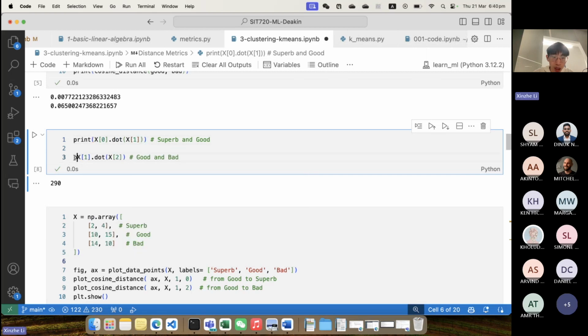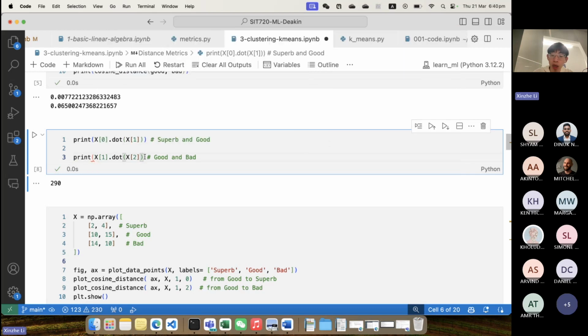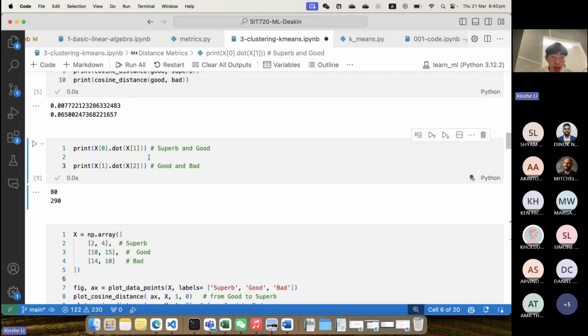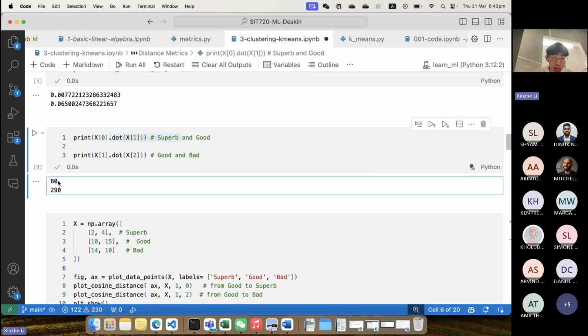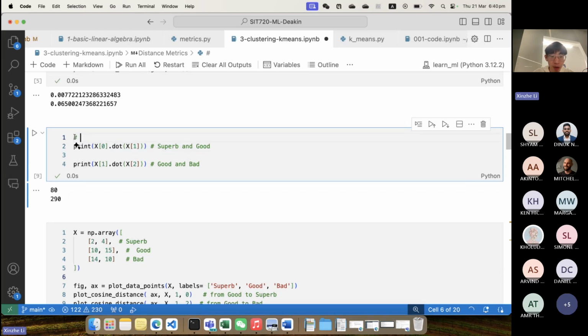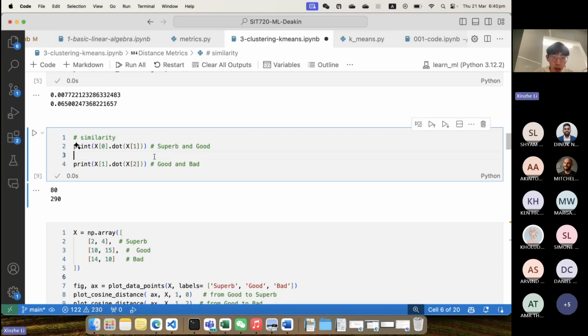Let's say if the dot product itself can work as a good distance metric in this scenario, then you see, still super and good. This is similarity. Okay, don't be confused. Here we use dot product to calculate the similarity. Dot product, one is bigger.